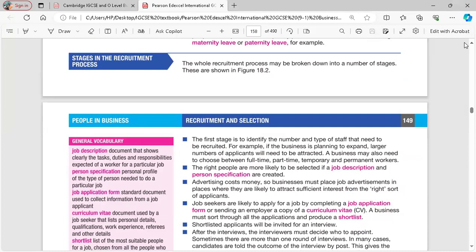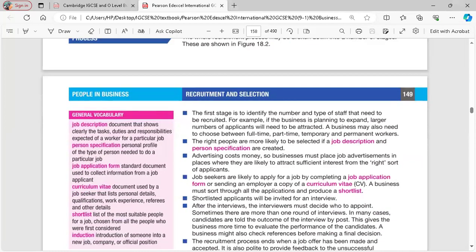So the whole recruitment process may be broken down into a number of stages, which are shown below. The first stage is to identify the number and type of staff that need to be recruited. So the first stage of recruitment, to me, is vacancy available. If there are vacant positions, that means those positions have to be filled up. That is why they call it identifying the number and type of staff the business needs to recruit. Because there are vacancies, we have identified that these positions have to be filled up. That is the first stage. Do you get the first stage?